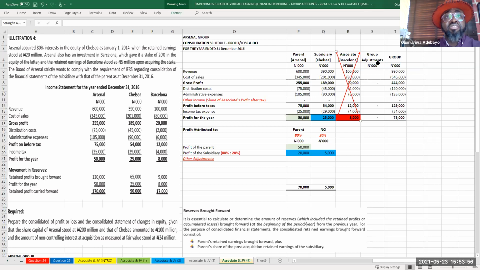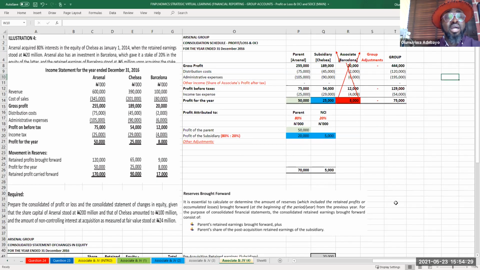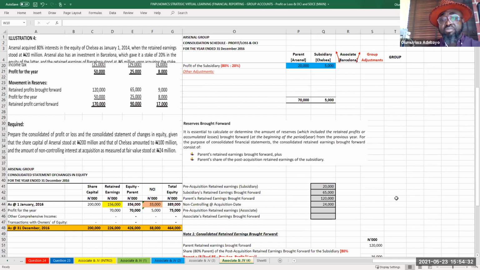And you find out that before adjustments, which we'll look at, if any, the sum of these three lines does not sum up to this. Why? Because if you click on here, you'll find out that what I've only summed up is the parent, the subsidiary, and the adjustments. Why? Barcelona, which is an associate, will never be consolidated. Now, if that is the case, what then are we going to do? Is for us to account for our share of profits after tax in Barcelona.